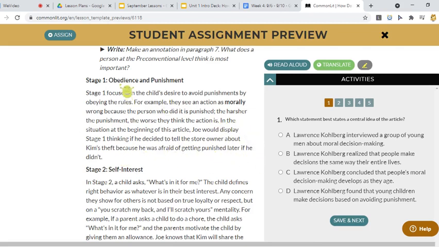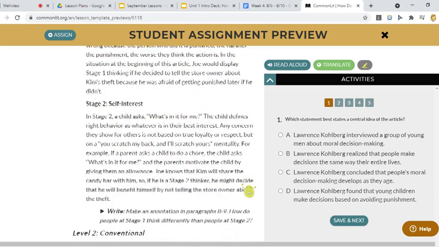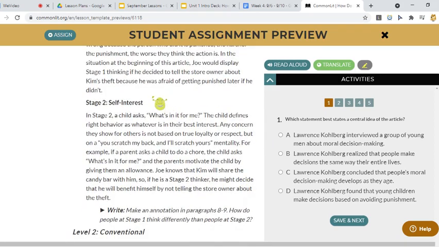So, if you ever do something and you're like, oh man, I don't want to get in trouble for this, and you do the right thing or whatever, you're at this stage. If you're worried about getting punished, then you're doing it, this. Here's stage 2. This is a stage up of this self-interest.